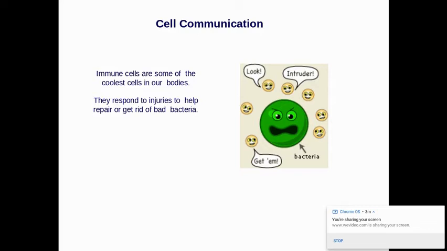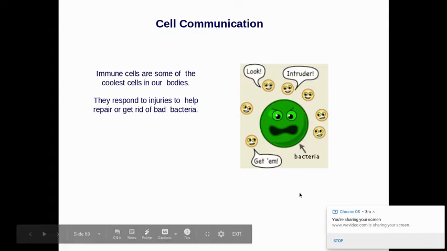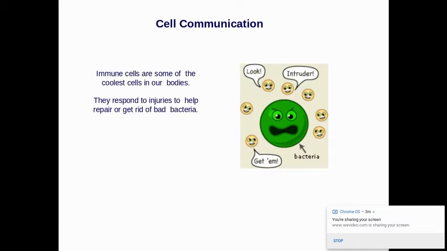Immune cells are some of the coolest cells in our body. They help to keep us healthy. Again, if we have an injury, immune cells are going to respond to help repair or get rid of any bad bacteria, hopefully. Okay, so this is the bacteria, and this image here is supposed to be representing white blood cells. Our white blood cells are one of the immune cells in our body that help us get rid of bad bacteria, so they will come in and attack.